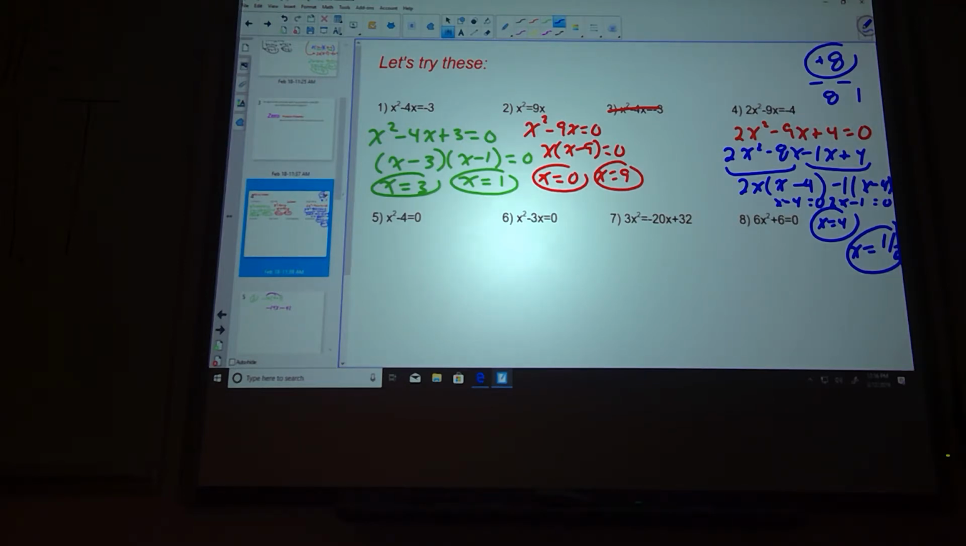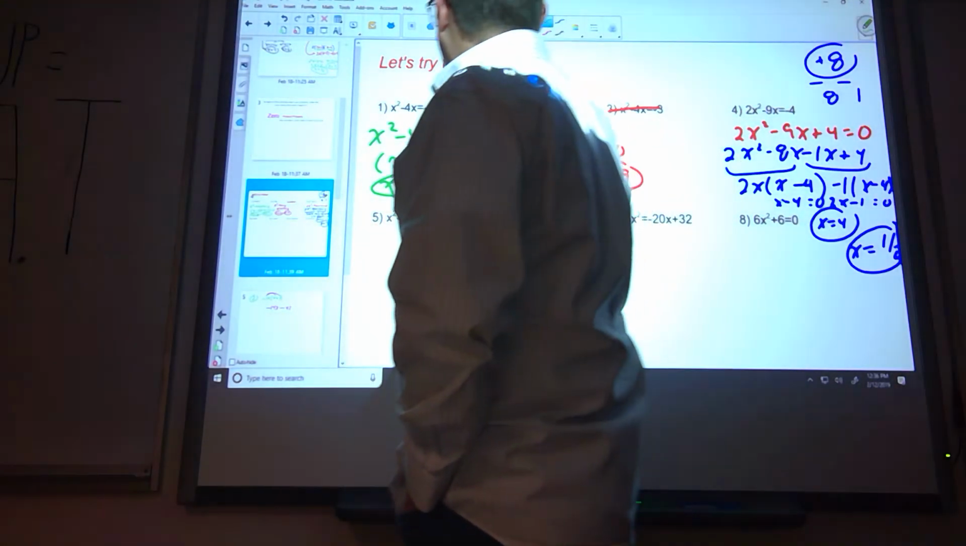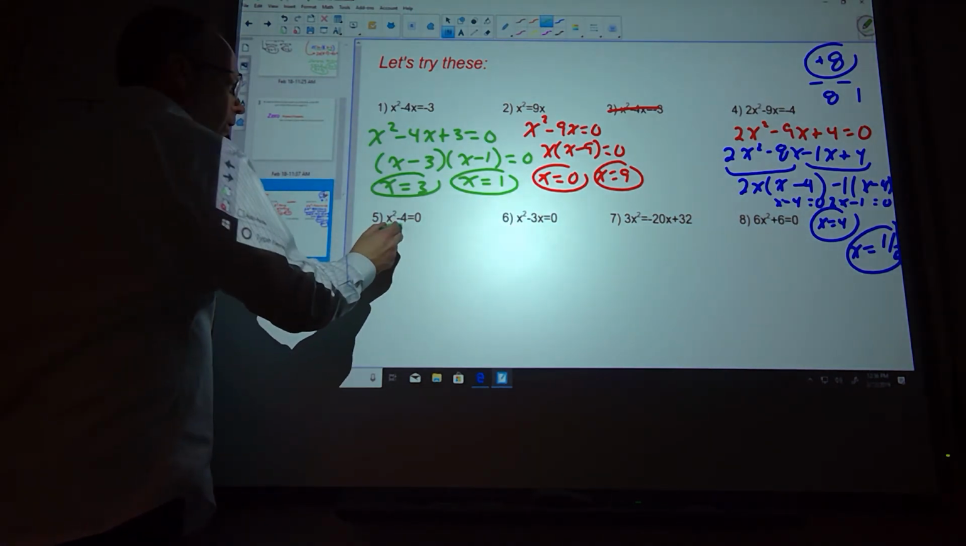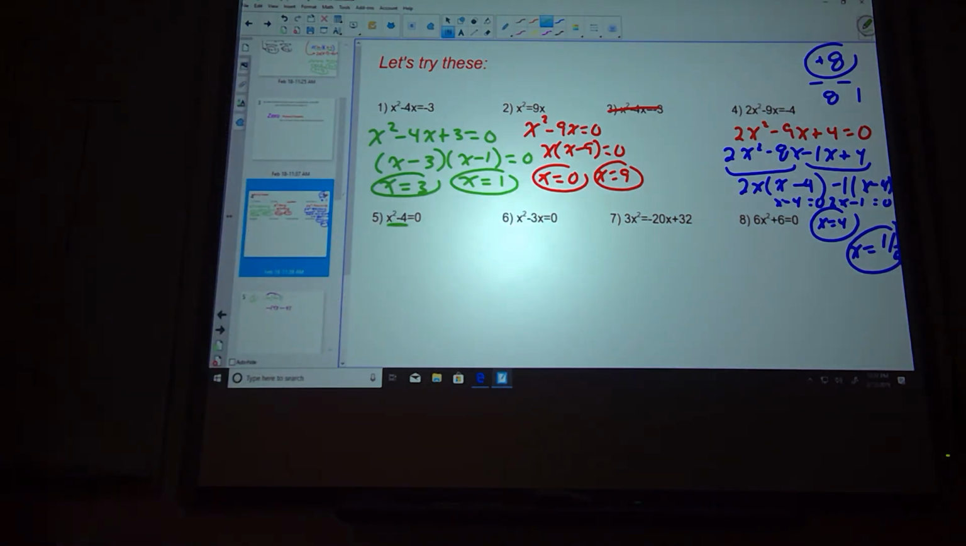Talk to me about x squared minus 4. Does this factor? I'm going to say yes, but what kind of factoring is this? X squared plus 0x minus 4. Is this the difference of two squares? Is x squared a perfect square? Yeah, because x times x is x squared, and 4 is a perfect square.